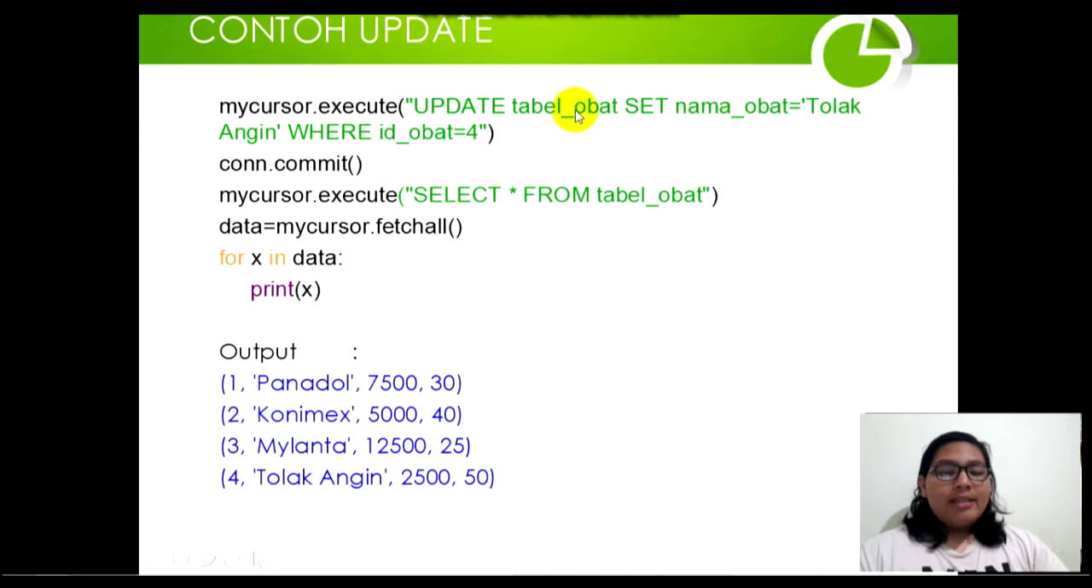For the update example, type the syntax myCursor.execute, update tabel obat, set nama obat equals tolak angin, where id obat equals 4. And then you type con.commit. Con.commit is a declaration that confirms if the declaration before is right. And then type myCursor.execute, select from table obat, data equals myCursor.fetchAll for x in data, and then print x. And then the output is gonna be just like this.